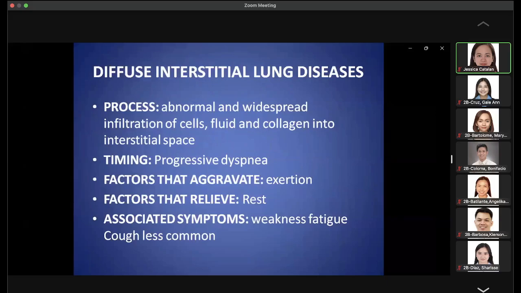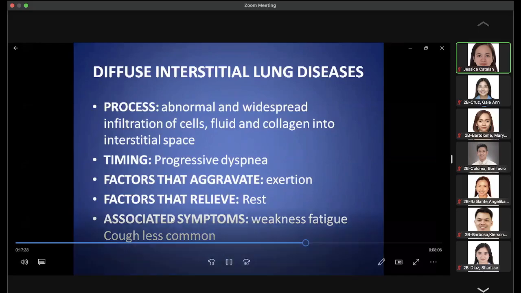Next would be diffuse interstitial lung diseases. So there is abnormal and widespread infiltration of cells, fluid, and collagen into the interstitial space. So in this disease, the lung parenchyma is affected. The timing would be a progressive difficulty of breathing or progressive dyspnea over time. So factors that aggravate: upon exertion, and factors that relieve: upon resting. So associated symptoms are weakness, fatigue, and cough, but it is less common.